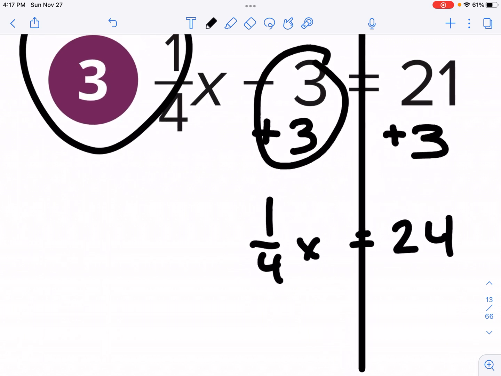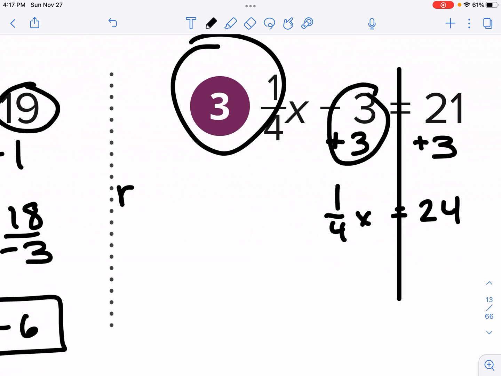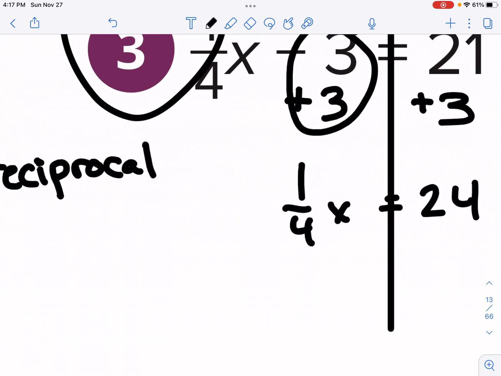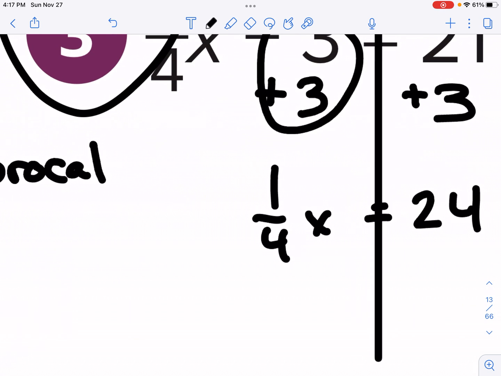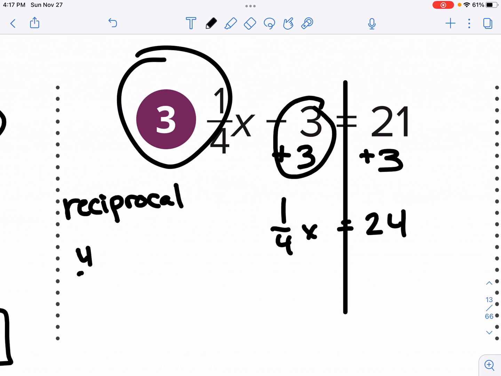Now, in order to get rid of a fraction, you need to multiply by what's called the reciprocal. The reciprocal is just a fraction flipped. So if you flip a fraction like 1/4, 1/4 flipped is 4/1. Now 4/1 is just equal to 4. So we're going to multiply both sides by 4 here. Now 4 times 1/4 is 1. Technically, all this just cancels out. You're left with x. And then 24 times 4, that gives us our final answer.